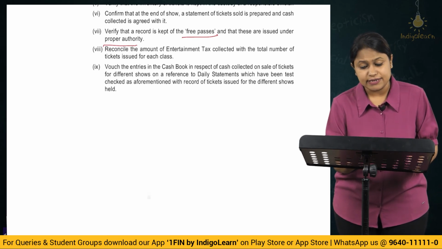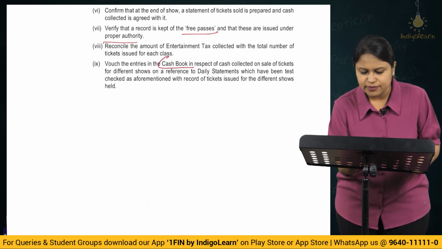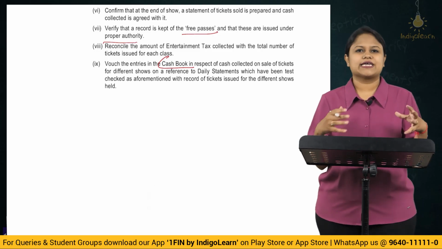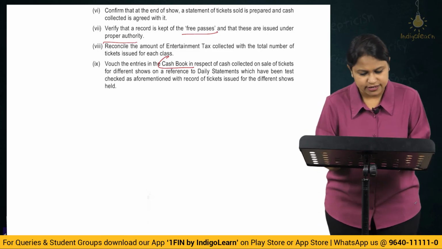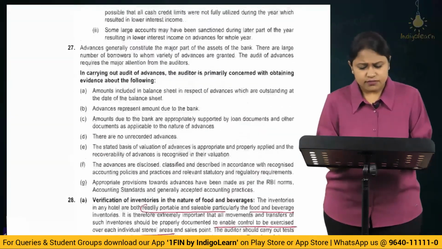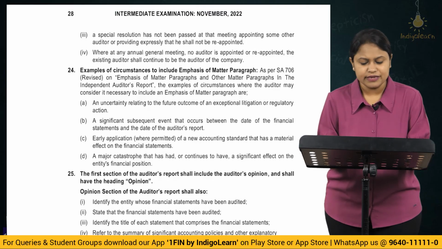Reconcile the amount of entertainment tax collected, very important. So again, the last one, always remember, the cash book you have to reconcile and see whether all the different tickets issued to different categories have been properly reconciled, okay. So this is what you do with respect to the audit of cinema. So with this, basically we have completed the entire discussion of the RTP.